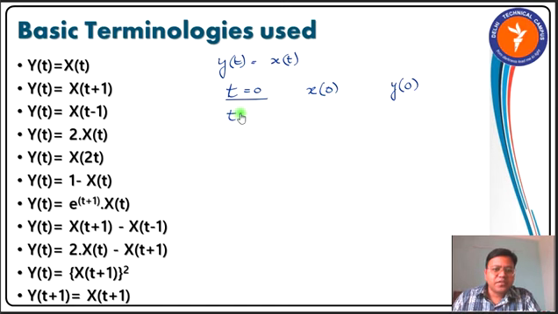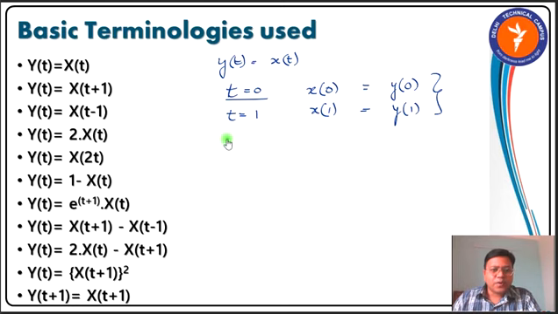Now this says that output at t equal to 0 is dependent on input at t equal to 0. Similarly, if I change the reference instant from t equal to 0 to t equal to 1, then the input will be x at 1, and the output will be y of 1. Now this y of 1 says that output of the system at the instant 1 is dependent on the input to the system at t equal to 1. So we can say that the present output of the system is dependent on the present input of the system.